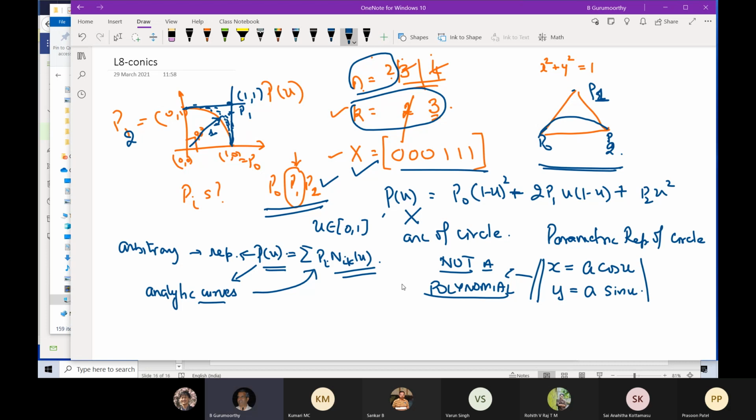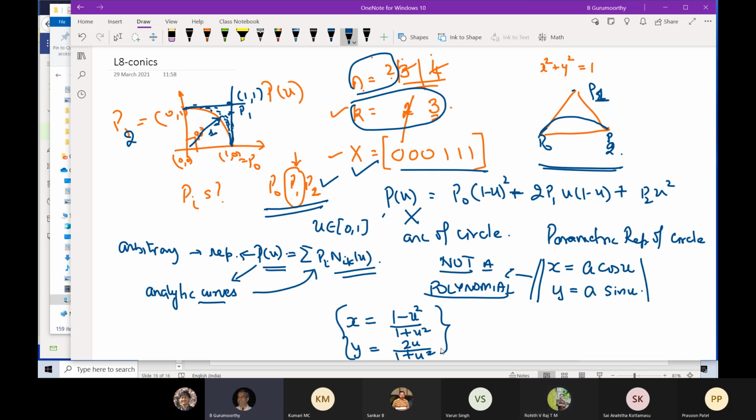So what can we do? If I were to insist that I want to write my circle as a polynomial in u, what can I do? Well, it turns out that again, you have seen the answer to that problem as well, which is an expression that looks like this. Have you seen this expression for a circle?